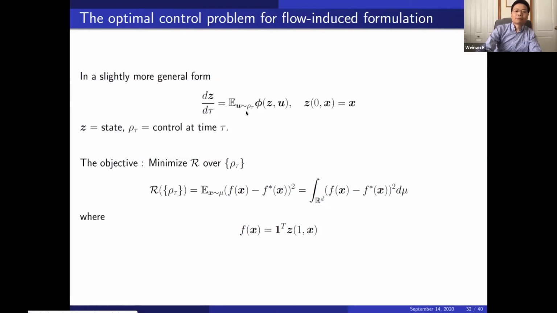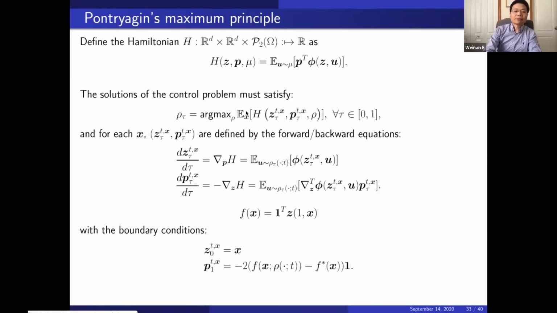So this is the optimal control problem. In optimal control, we have the maximum principle, Pontryagin's maximum principle. To formulate that, we define the Hamiltonian, which is defined on a state space, co-state space, and the parameter space, which here is the probability distribution. And the maximum principle, which is essentially a KKT type of condition, says that the optimal rho has to be the argmax of this expected Hamiltonian, and the states and co-states satisfy these forward and backward equations. So this is the maximum principle in this particular context.